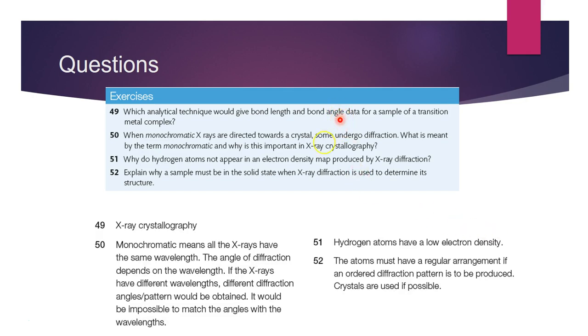Okay, so just being able to know what the technique is that we use it for: bond angle data of pretty much anything, that we select a particular wavelength of X-rays using a monochromator, which we've talked about in spectroscopy before, the low electron density of hydrogen, and being able to use crystals because of the regular arrangement, therefore getting an ordered diffraction pattern for interpretation.